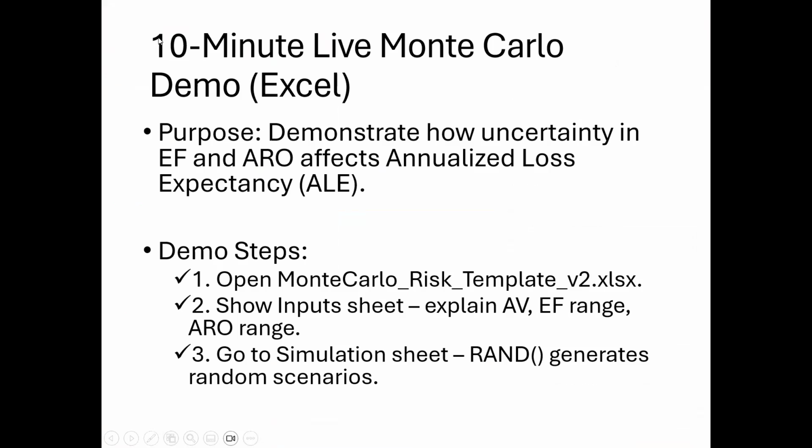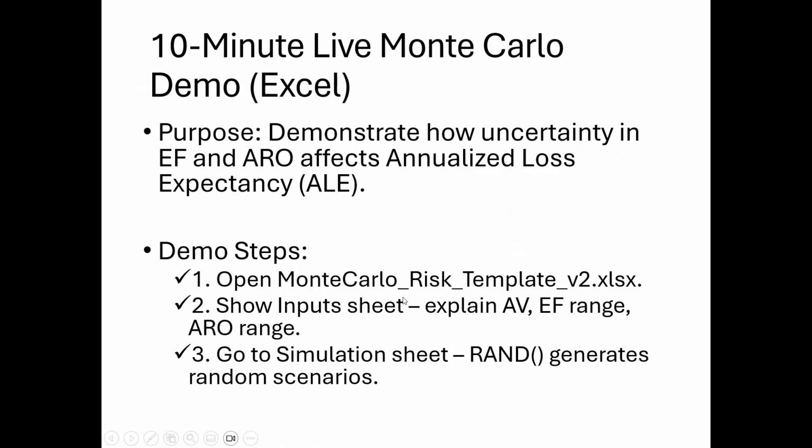We will have, actually, it's not 10 minutes, no. So this is just the 10 for the instructions, but for the process itself, it will take us around 45 minutes to 1 hour. So we'll have a live Monte Carlo demo in Excel. The purpose of this demonstration of how to use Monte Carlo is to generate values of losses, and it's used to demonstrate how uncertainty in EF and ARO affects your annualized loss expectancy.